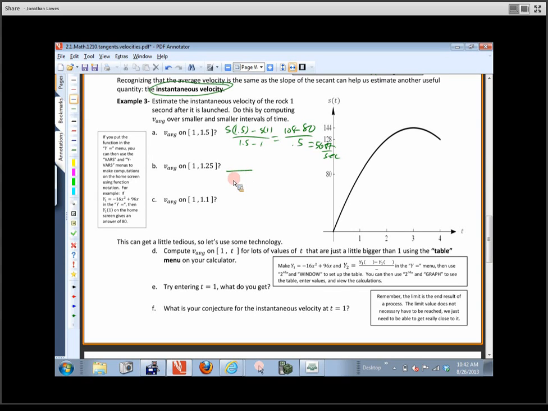So this is going to be s of 1.25 minus s of 1, which is 80. And they're going to figure that one out. And over here, you guys are going to figure out s of 1.1 minus s of 1, which would be 80, and this is going to be over 1.1 minus 1. So when you get it, confirm with somebody around you, see if you did all the math right.